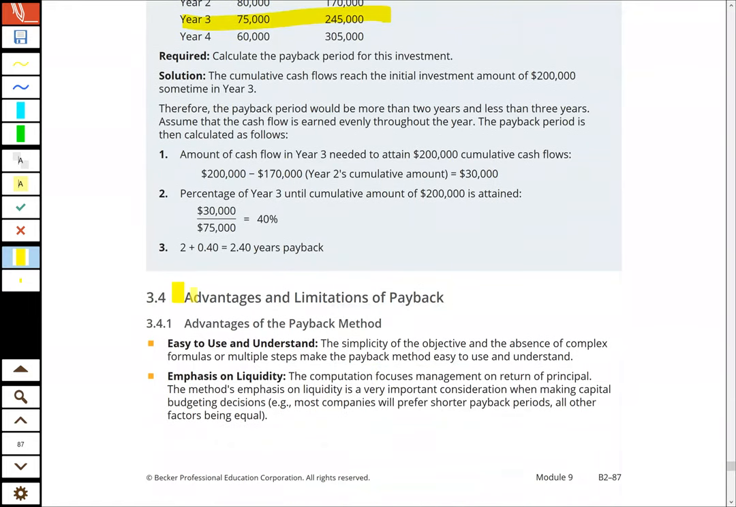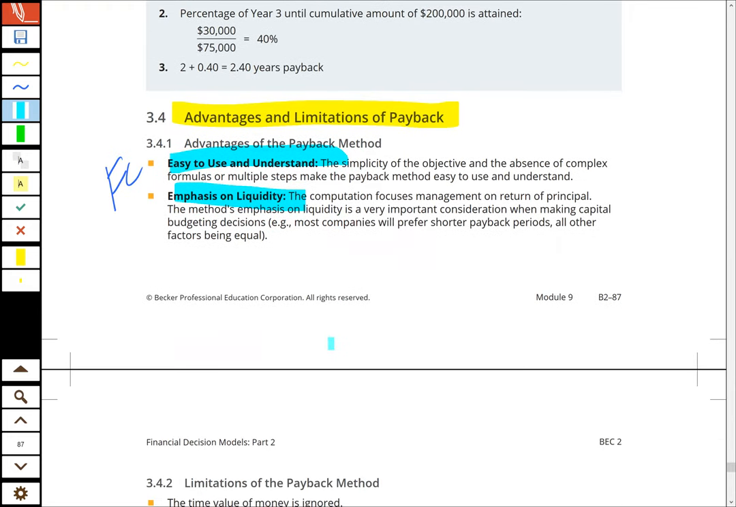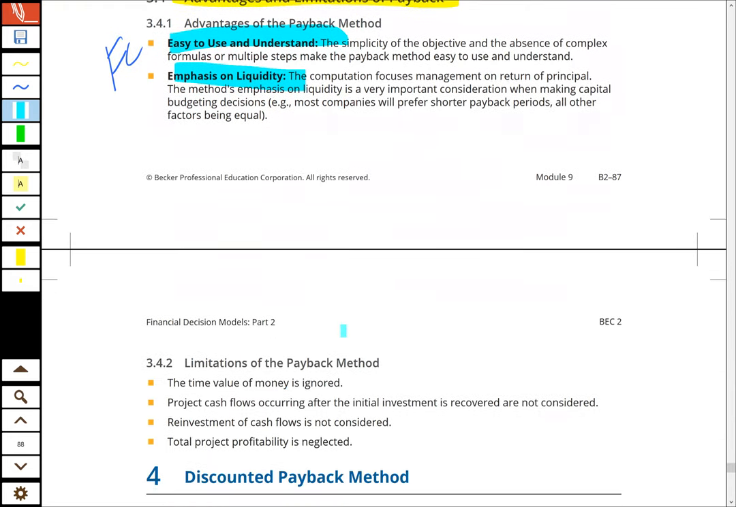So the advantages of payback: it's easy to use, and there's an emphasis on liquidity. The disadvantage, and the big one, is that it ignores the time value of money, which is a big disadvantage to me.